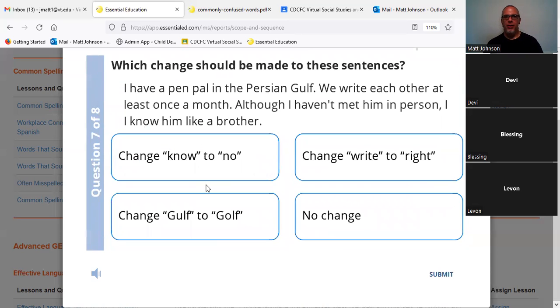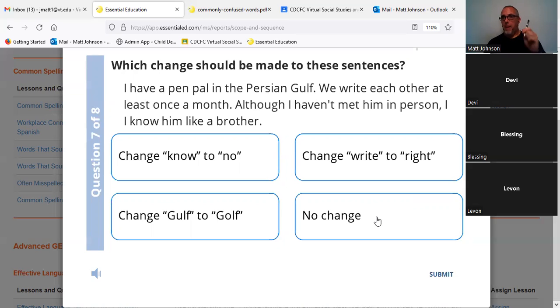All right, I have a pen pal in the Persian Gulf. We write each other at least once a month. Although I haven't met him in person, I know him like a brother. No changes, right? Gulf, right? They're purposely showing you a few words that you may have an issue with.